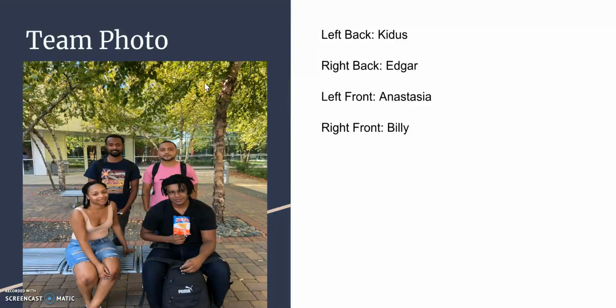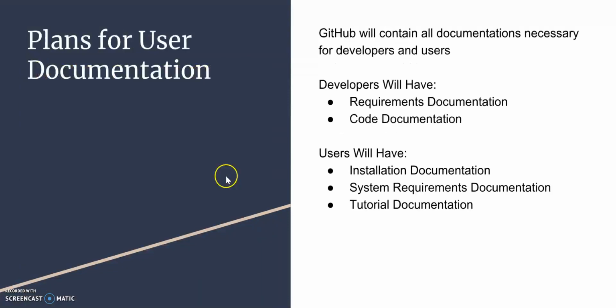This is a team photo. On the left back, we have Caduce. On the right back, we have myself, Edgar. On the left front, we have Anastasia, and on the right front, we have Billy.